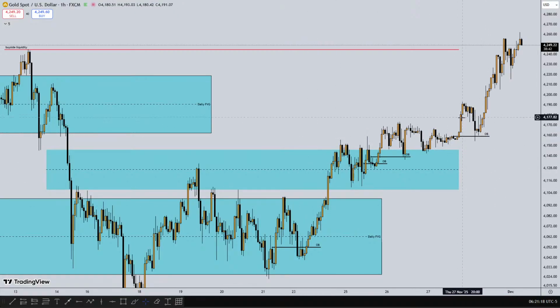For those that don't know how I trade gold, retracement, respected it, traded higher, took out the buy side liquidity. So there were four areas for you to take advantage of this trade, where price respected the points of interest and traded higher.